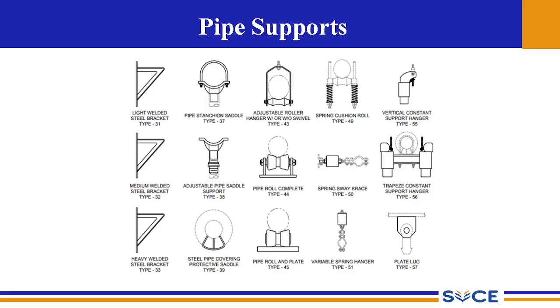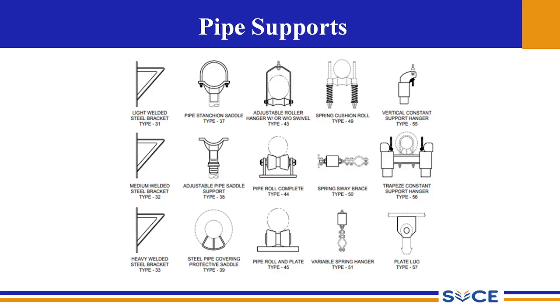Next is the type 56, the constant support hanger, trapeze type. So it's a device having double spring coils working in conjunction with the counterbalancing mechanisms to support the gravity load. So this also provides a constant load when the pipe moves from the cold position to hot position. So this type of constant hanger will have a spring coil in the vertical position, and it will support the pipe from below with the help of two rods.